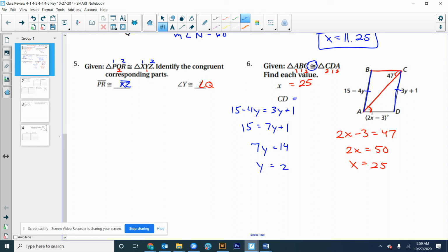They didn't ask me for y, they asked me for CD. So I plug in y equals 2. 3 times 2 is 6, plus 1 is 7. So CD is 7. Good so far? Yeah. Next.